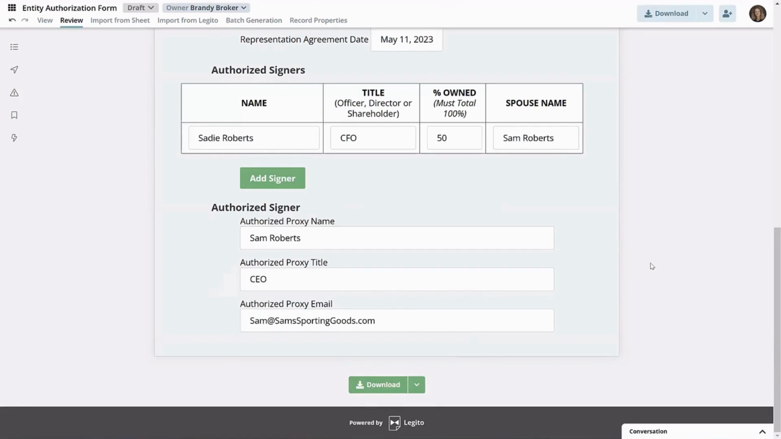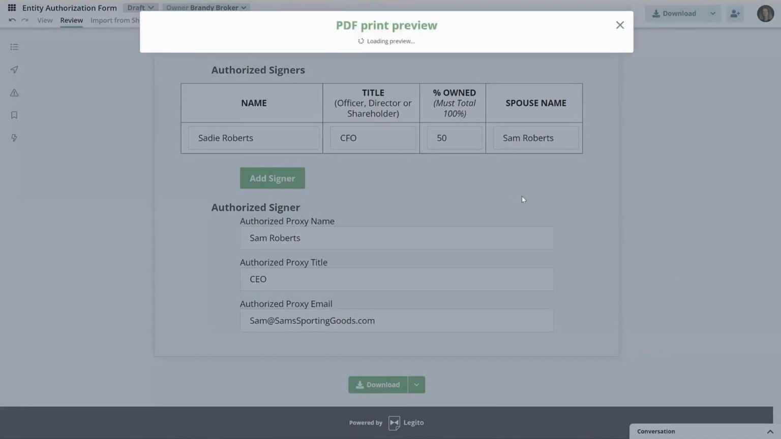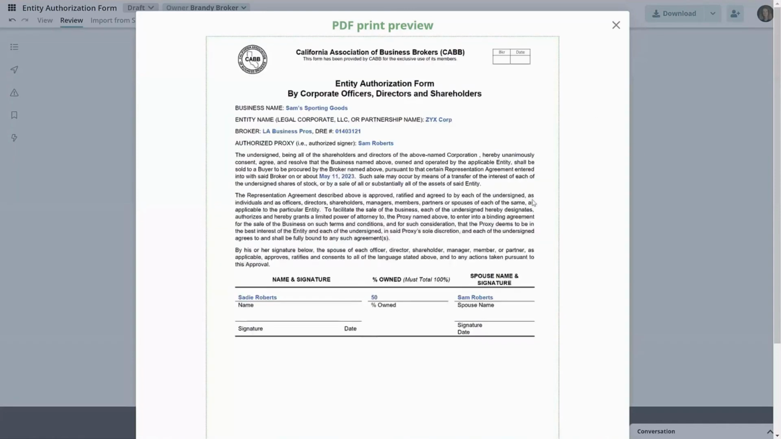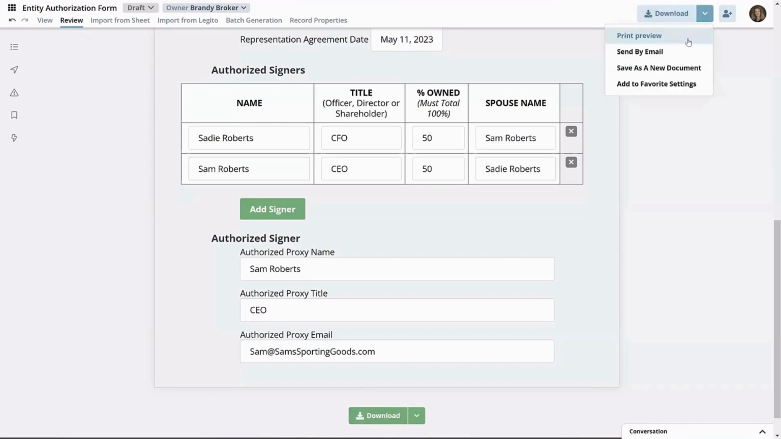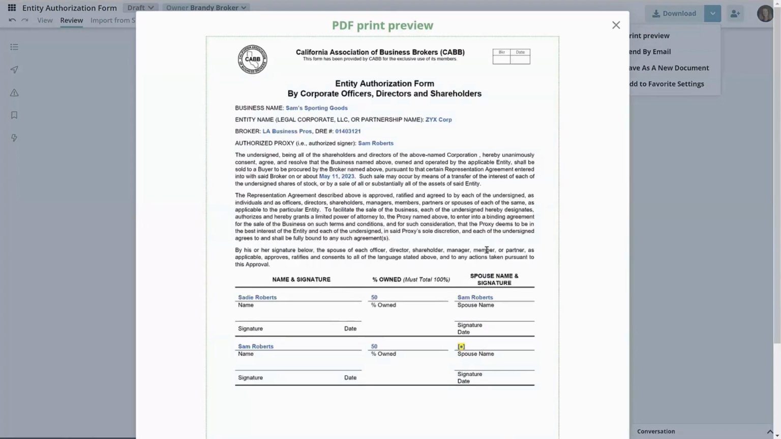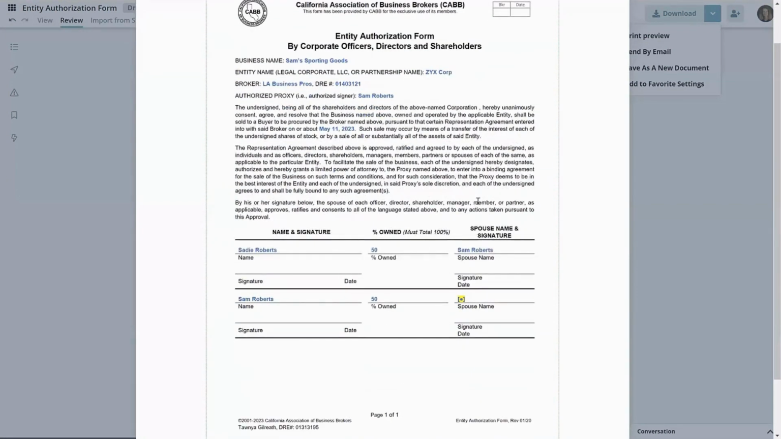So I save that. We should be able to preview it. Okay. So that's what your entity authorization is going to look like. It wants me to add Sam up here as well. You know, sometimes 50 and Sadie. Oh, thank you. I see it. I use only the listing. I mean, only one. Oh, okay, I got it.